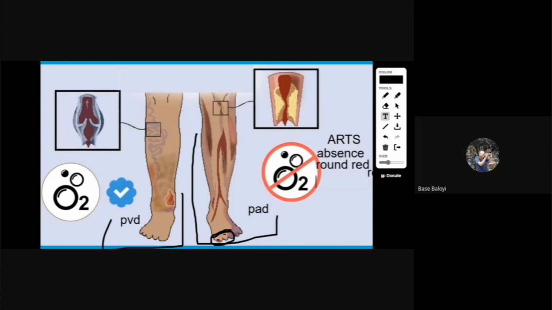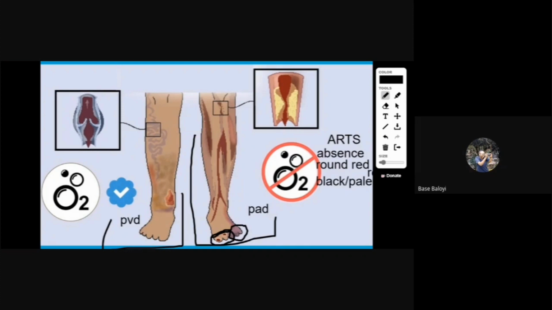The T is for toes and feet that are pale or black. As you can see from these toes and feet here, they are pale or black definitely because you are not having enough oxygenation, isn't it?